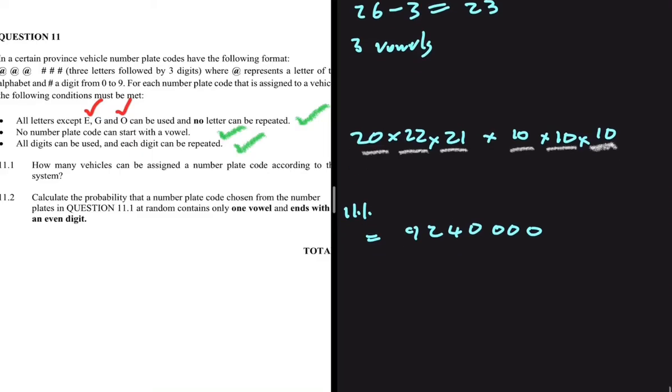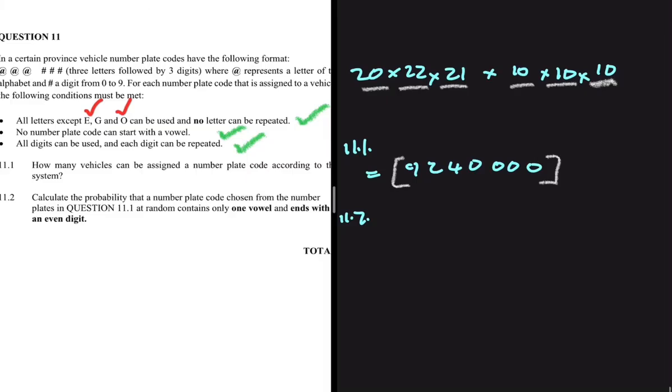Let's go ahead and look at 11.2. Well, before we do 11.2, I just want to make sure that you understand what this 9,240,000 means. This 9,240,000, it's our sample space. When we're calculating the probability of any other arrangement, we will divide by this 9,240,000. It is our sample space.